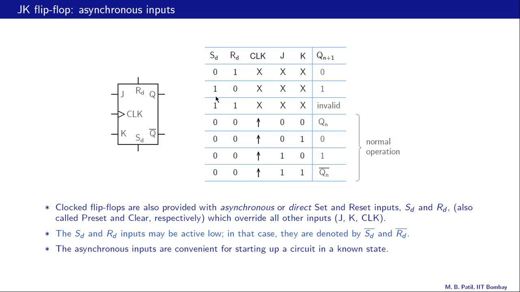When SD is 1 and RD is 0, then Q becomes equal to 1. Again, irrespective of these other 3 inputs, and SD equal to RD equal to 1 is not allowed.